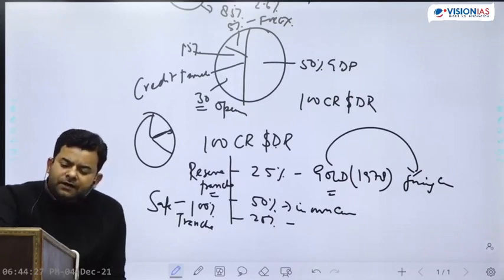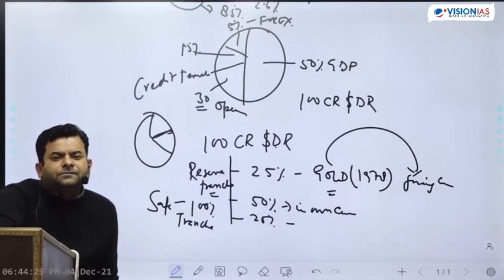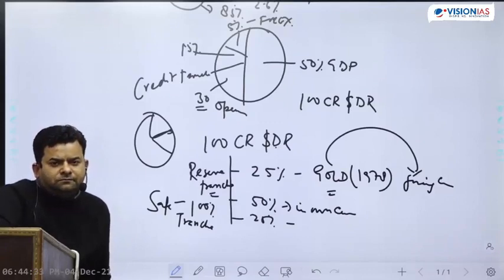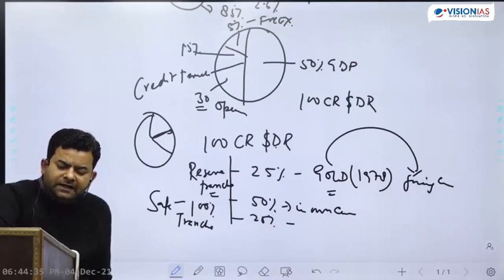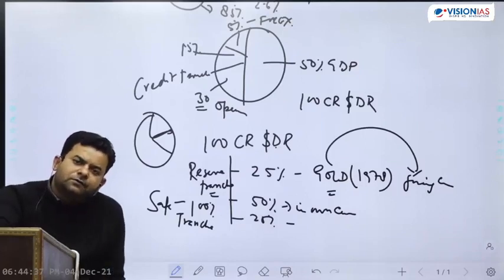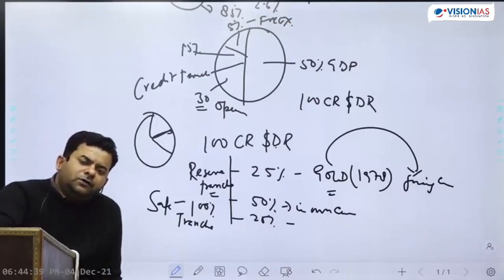So in the current 5 currencies, the highest weightage is to the US dollar. More than 40 it is. Highest weightage is to the US dollar, followed by the euro and renminbi.